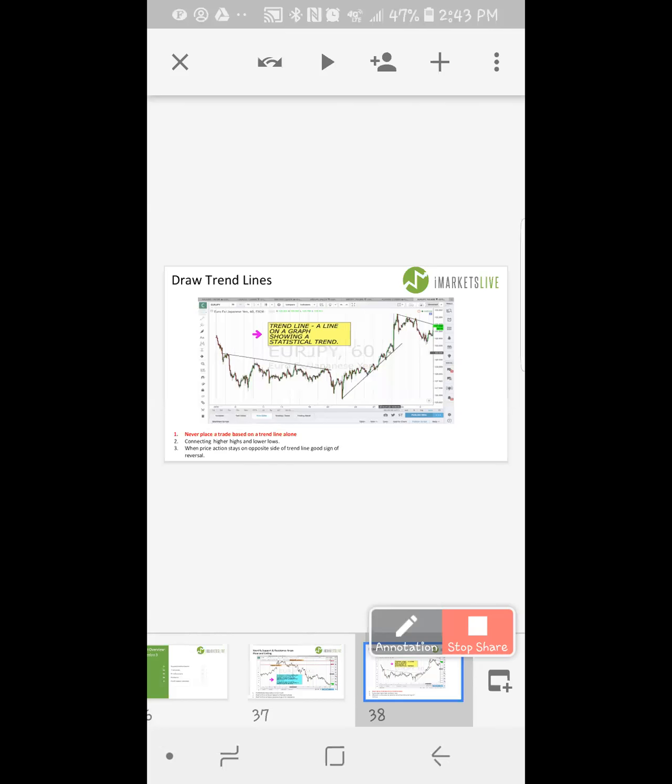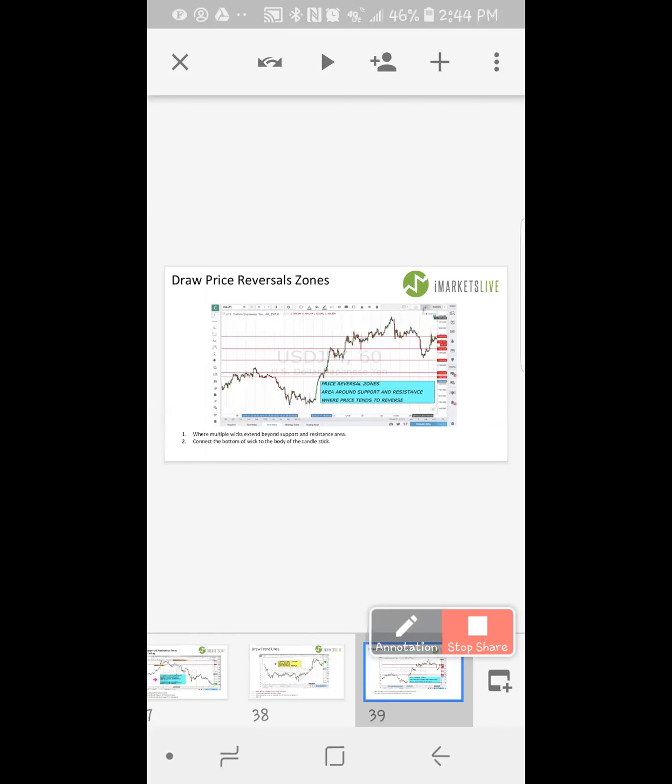So a trend line is a line on a graph showing a statistical trend. These are like facts. It's happened in the past. These are statistics that we want to go by. Remember, live by the saying, look left to get right. Okay?